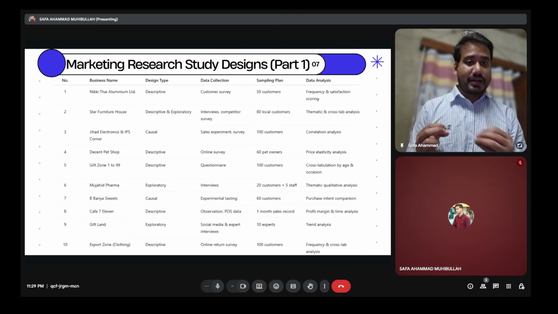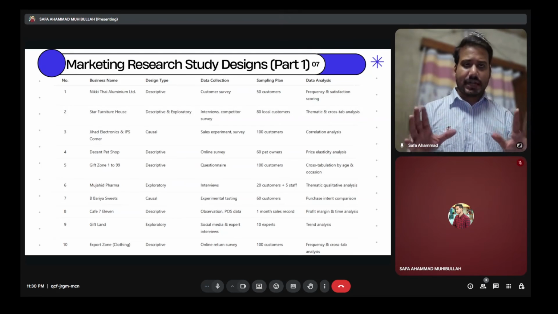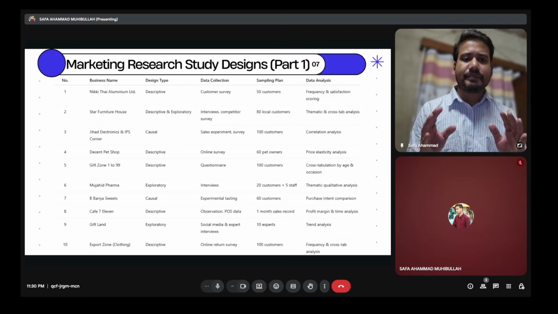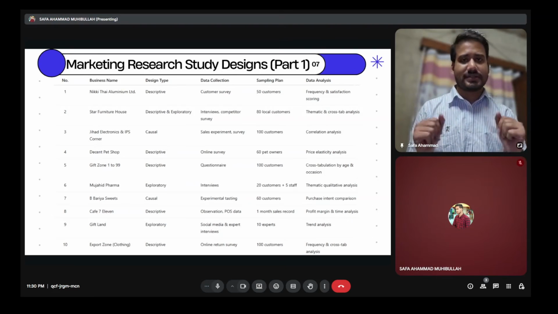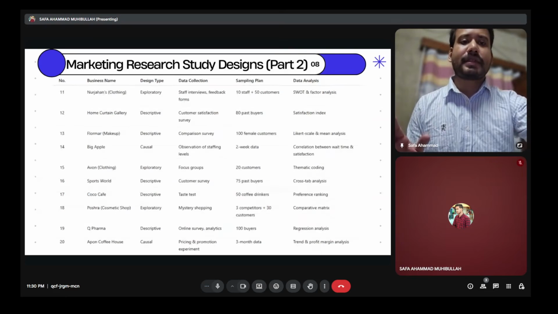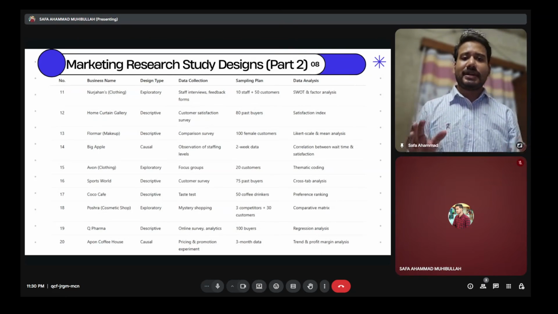Okay, so each study was customized to match the problem, and all of them are practical and low cost, which makes them realistic for small businesses. Moving on to the next slide. Here are the remaining 10 studies.